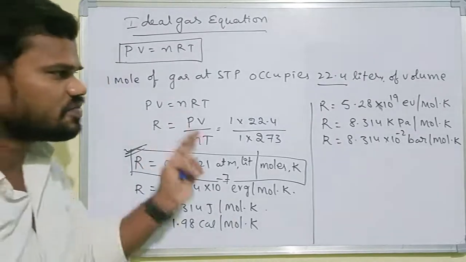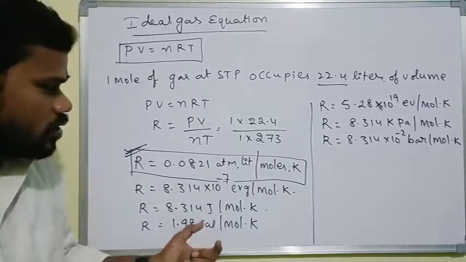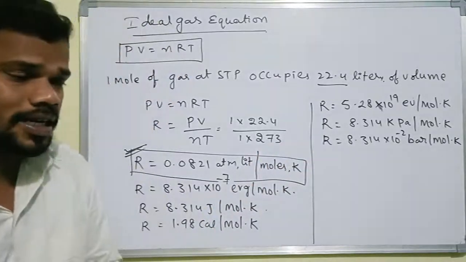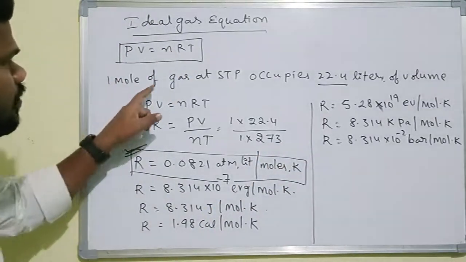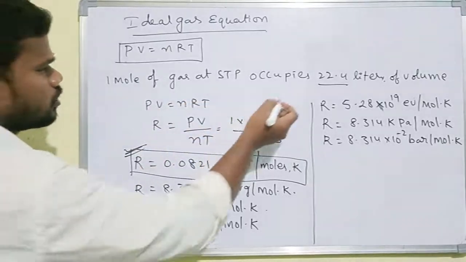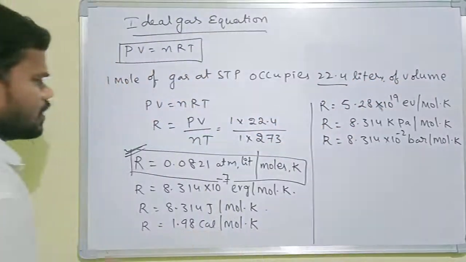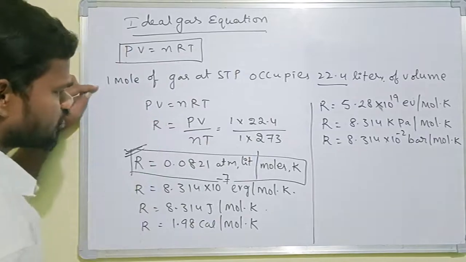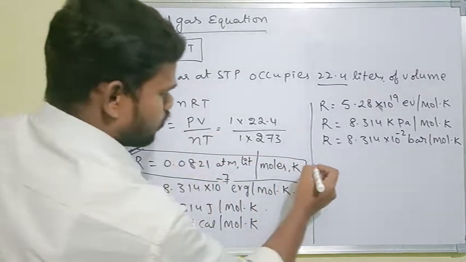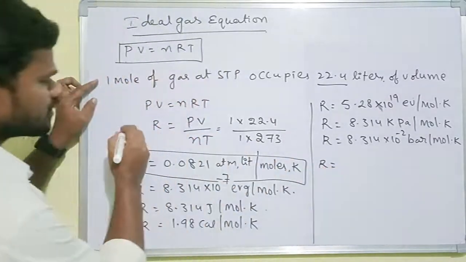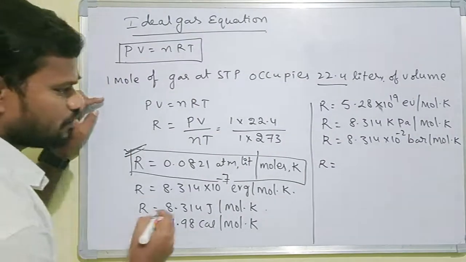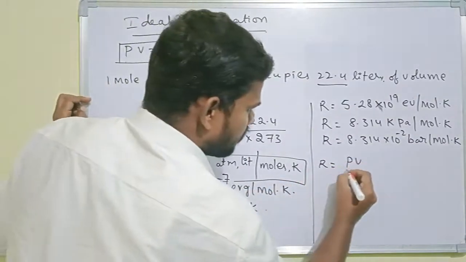So these are the different R values, which we generally know. Now, 1 mole of gas at STP occupies 22.4 liters of volume, right? Based on this we derived it here. So if R equal to, the gas being 1 mole, then PV by T.